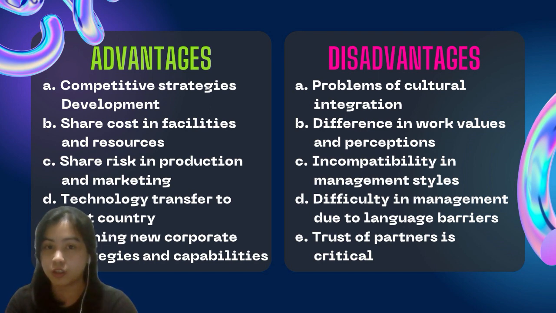Third, incompatible management styles can lead to conflicts and hinder effective decision-making within the alliance. Establishing a common understanding and adapting management approaches are essential for success. Fourth, language barriers can impede effective communication and coordination among partner firms. Implementing measures such as language training and clear communication protocols is vital to overcome this challenge.